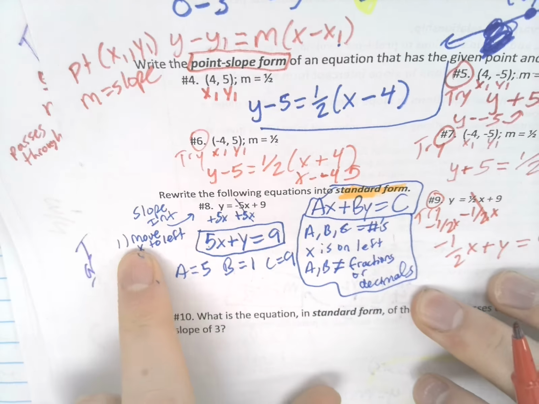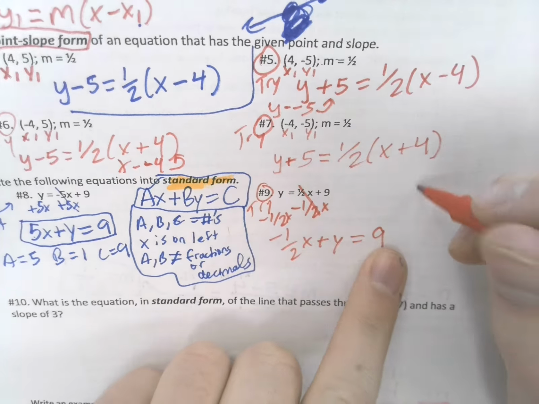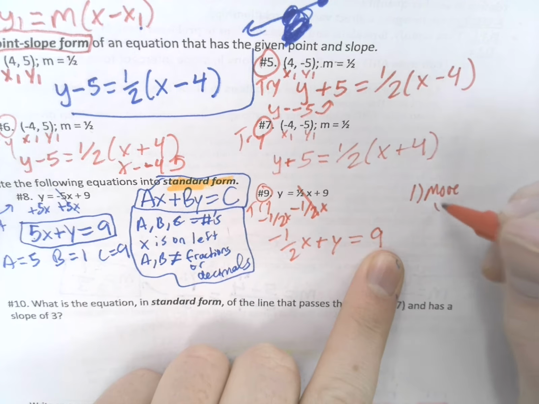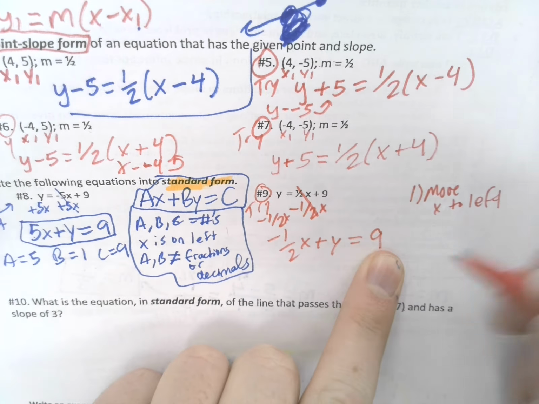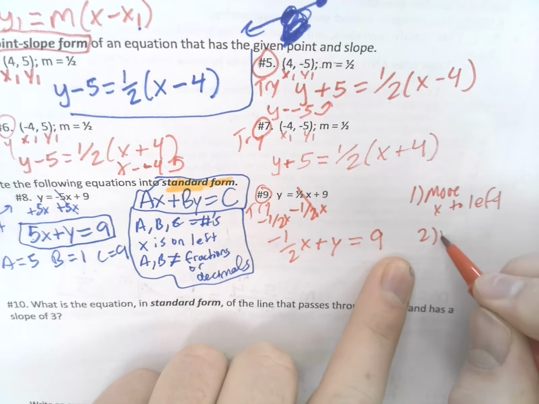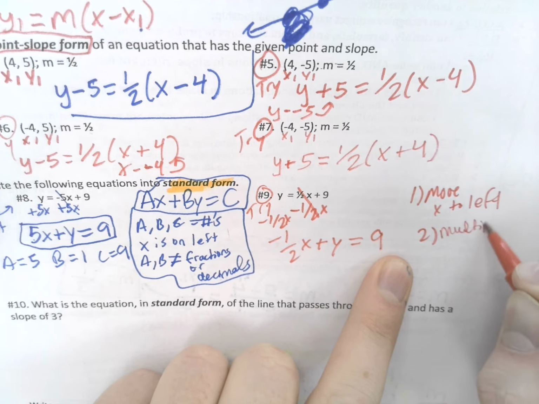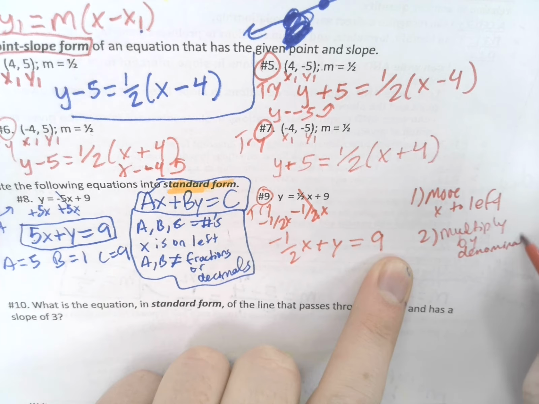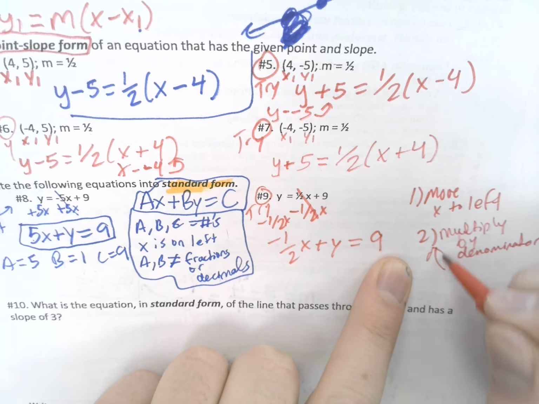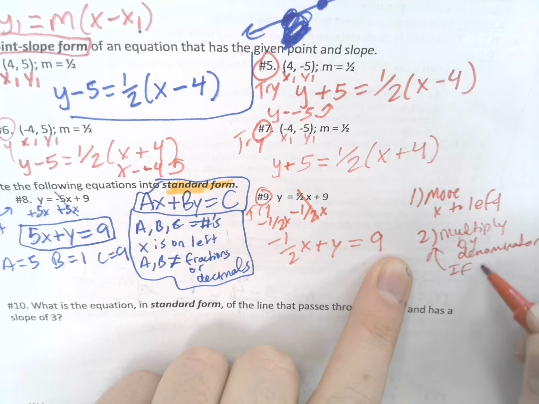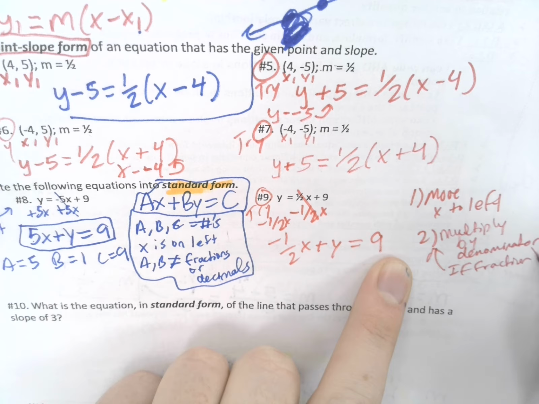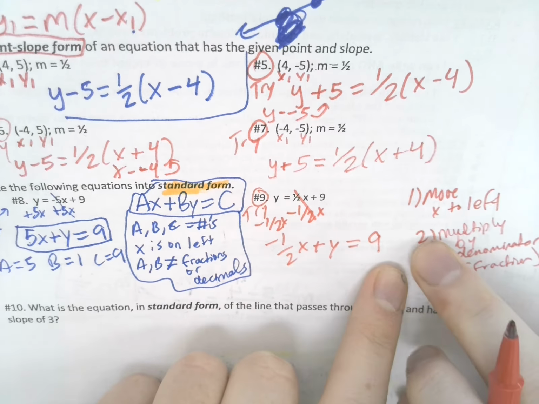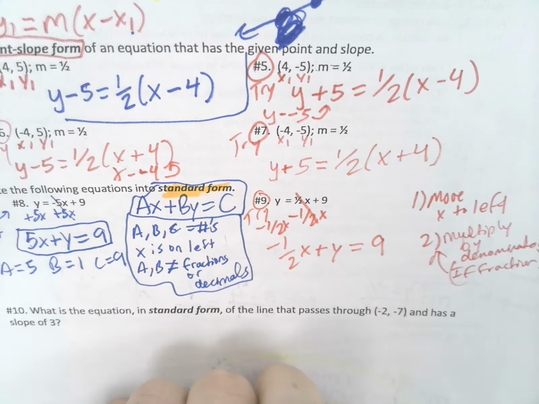So whereas step 1, we've done, move x to left. Here's where step 2 comes in. Multiply by denominator. If you have a fraction, this is the only time we use step 2, if a fraction. And we definitely have a fraction here. So what's our denominator?